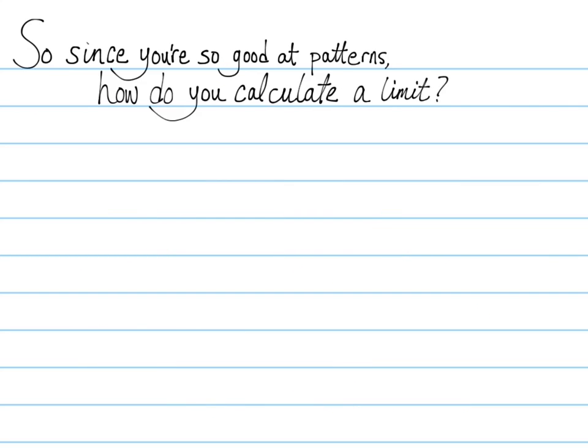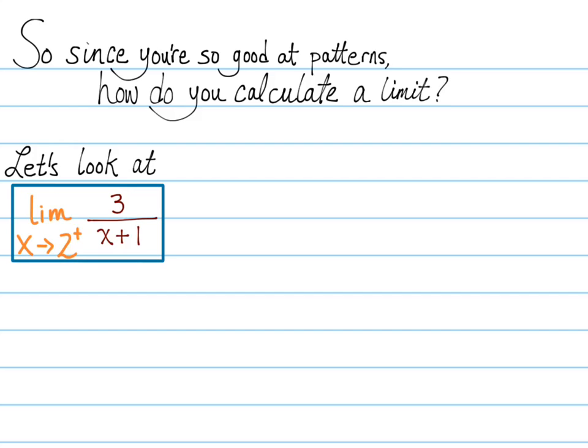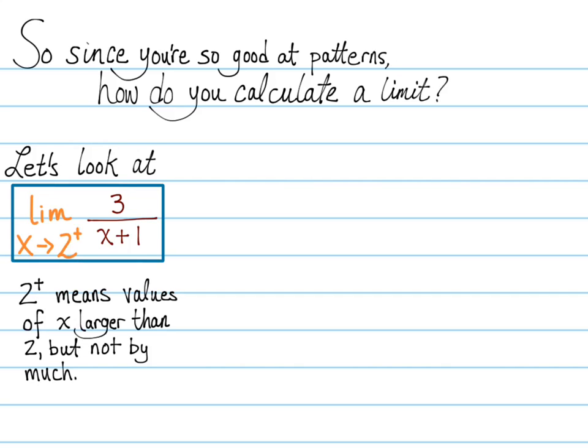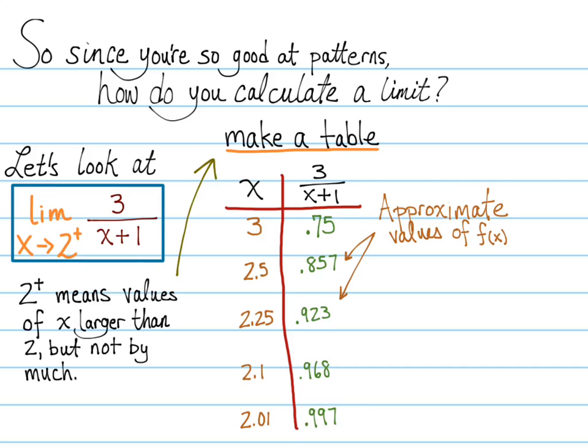So let's look at the following limit. The limit as x goes to 2 from the right of 3 over x plus 1. Remember, 2 plus means that the values of x are going to be bigger than 2, but not by much. And so let's make a table of numbers bigger than 2, but let's make the table so that the numbers are getting closer and closer to 2 as we go down it.